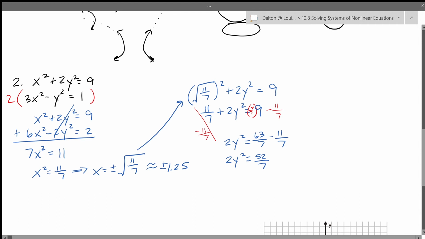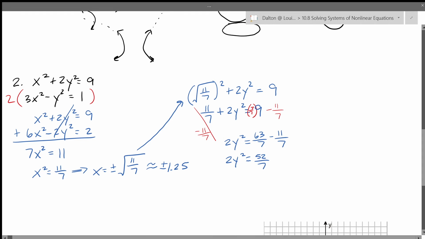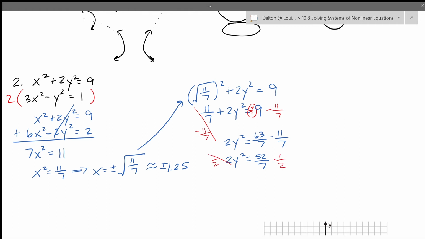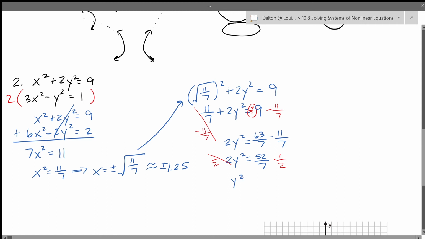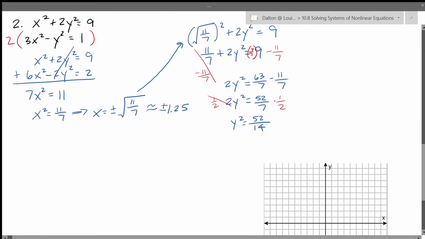And then to isolate y squared, I need to either divide both sides by 2, or it's the same thing as multiplying by 1/2, which, since I have a fraction on the other side, is how I want to think about it. So then I get y squared is equal to 52 over 14, which can be reduced to 26 over 7. So then I get y is equal to, anytime you take the square root, it's plus or minus the square root of 26 over 7. Again, not square numbers, so you'll have permission to round to the nearest hundredth, which will be plus or minus 1.93.